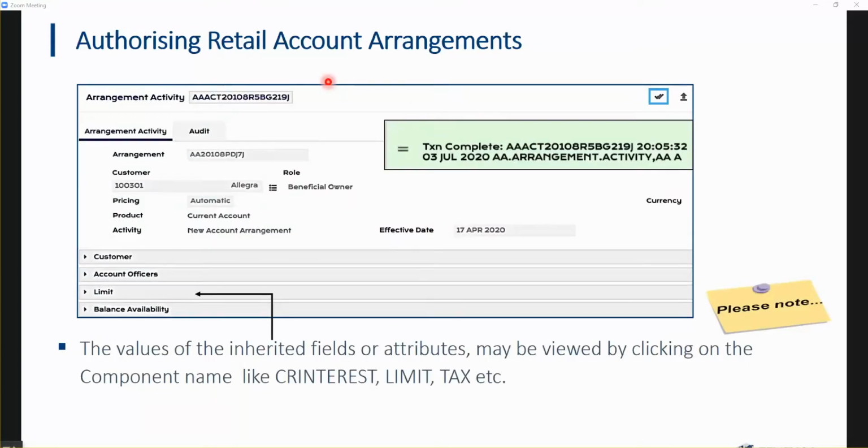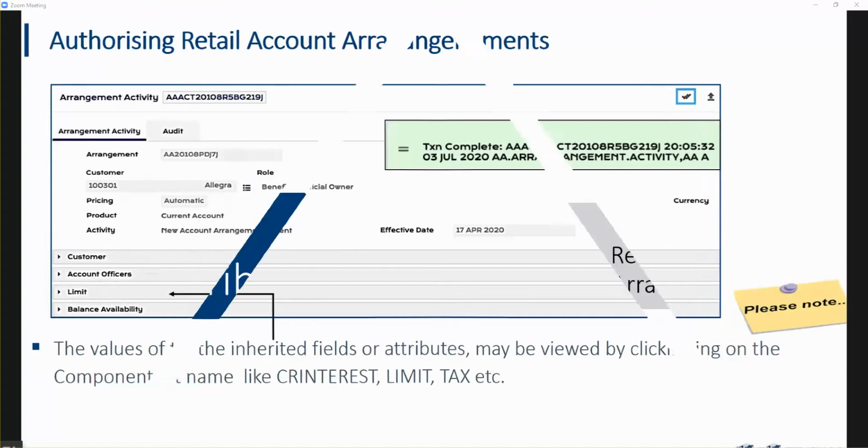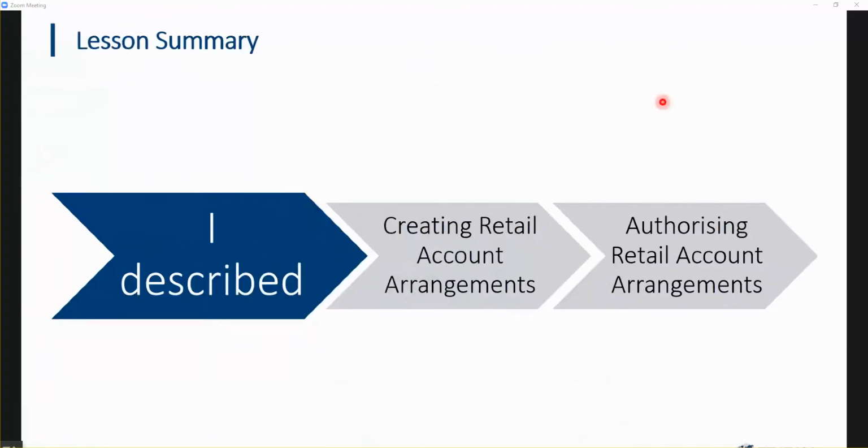When it opens the pop-up screen, you click on this icon to approve. Otherwise, you can check what was there in each of those component attributes. You can open and see what is the balance availability, what is the charges, what is the interest. Like as the authorizer, it's okay. Check it and then authorize. Once you authorize, it becomes a live arrangement.